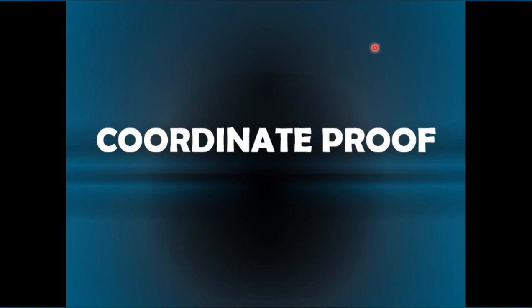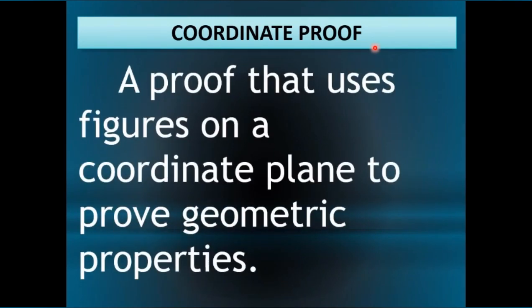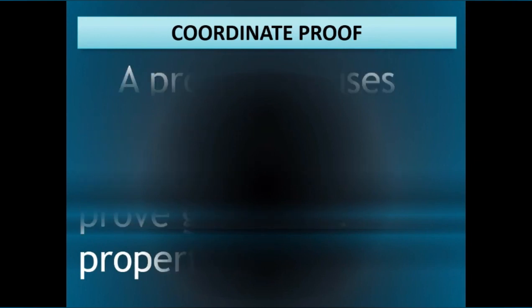Coordinate proof. Many geometric properties can be proven by using a coordinate plane. A coordinate proof is a proof that uses figures on a coordinate plane to prove geometric figures. To prove geometric properties using the methods of coordinate geometry, we consider certain guidelines for placing figures on a coordinate plane.